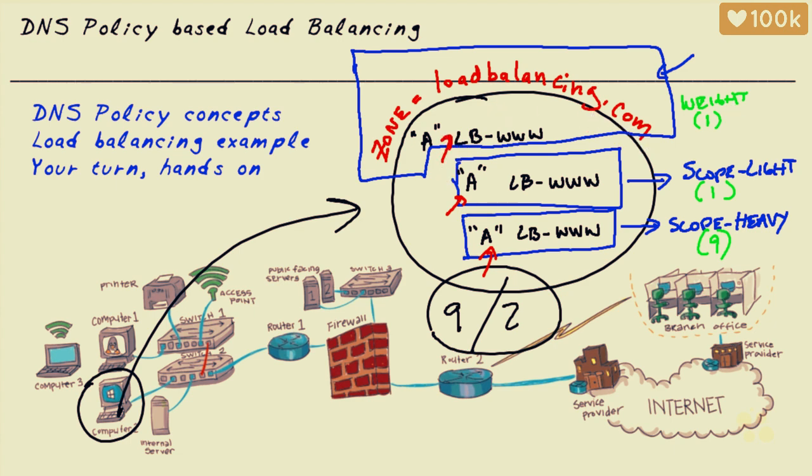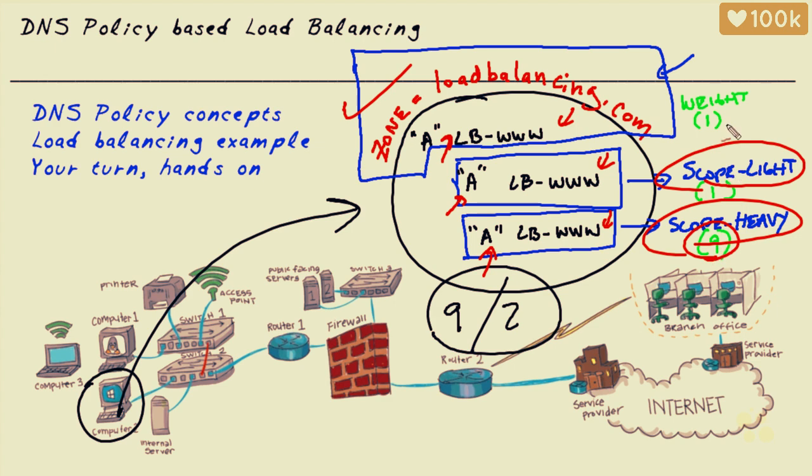So what we'll do in the demonstration is exactly this. We'll create a new zone, we'll create 2 new scopes, we'll add a single host record to each of those scopes, and then we'll create a policy that gives the heavy scope a weighting of 9, and the default scope and the light scope a weighting of 1.